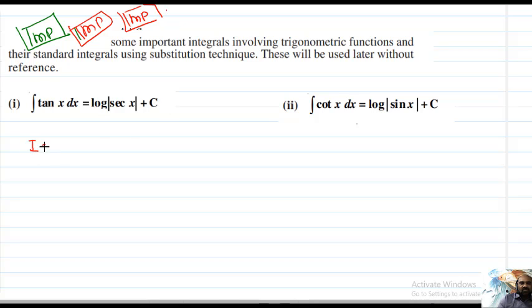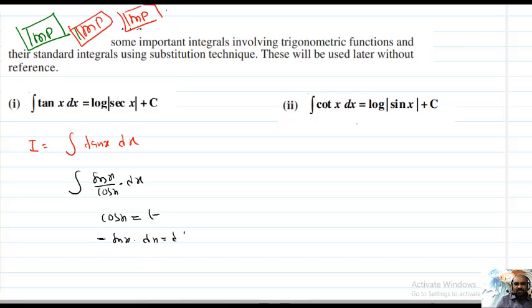I equal to integral of tan x. We want to find its integration. Actually, we need to remember integral of tan x dx as log of mod secant x plus c. Should remember like that. How? I will explain. See, integral of, I can write sin x by cos x into dx. Cos x is taken as t, minus sin x dx becomes dt, or sin x dx becomes minus dt.